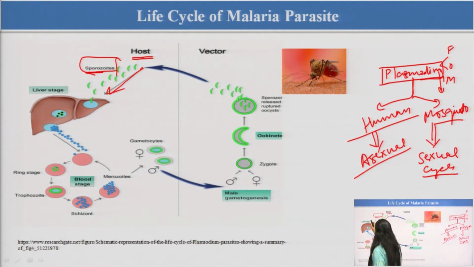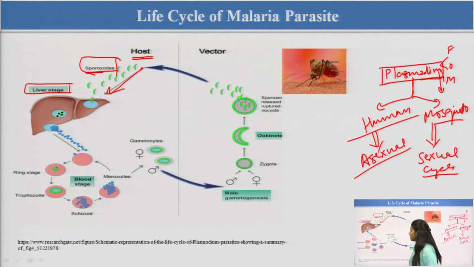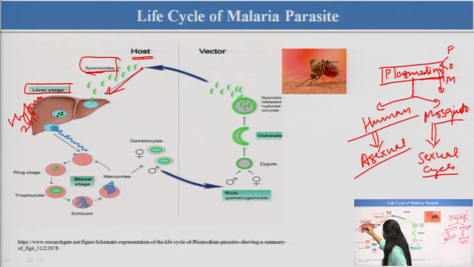In the liver, this is called the liver stage. The sporozoites will undergo conversion. They can form trophozoites, and they can also go into a dormant phase called hypnozoites. These are the dormant phase of the sporozoites, where they will stay for many years, and whenever the immunity is low or conditions favor it, the infection will revive again in humans.